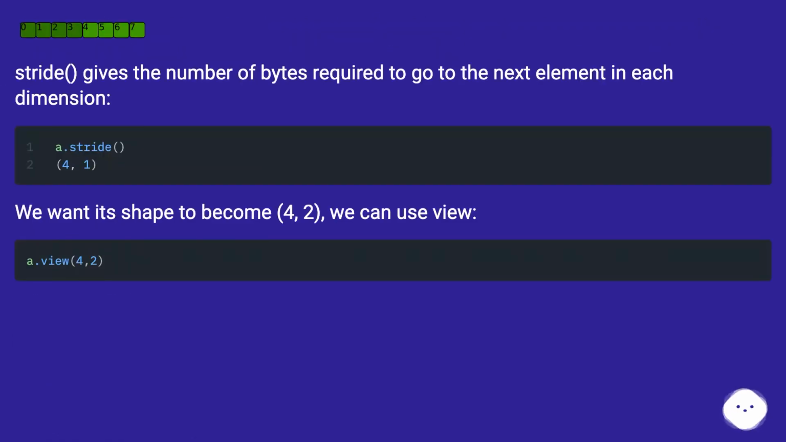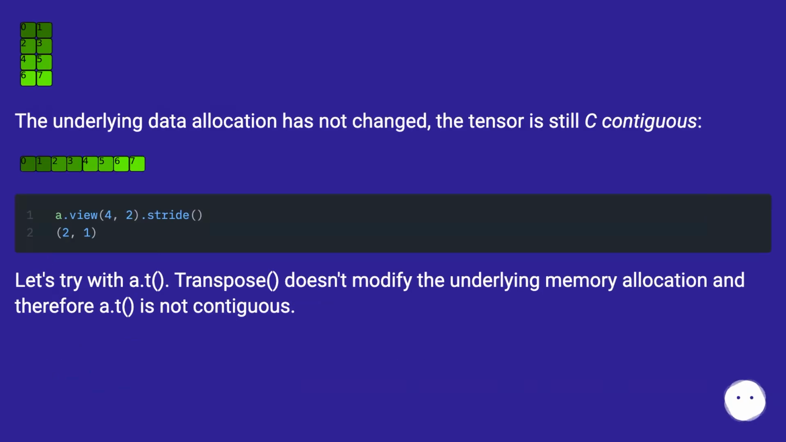Stride gives the number of bytes required to go to the next element in each dimension. We want its shape to become 4, 2. We can use view. The underlying data allocation has not changed. The tensor is still C-contiguous.